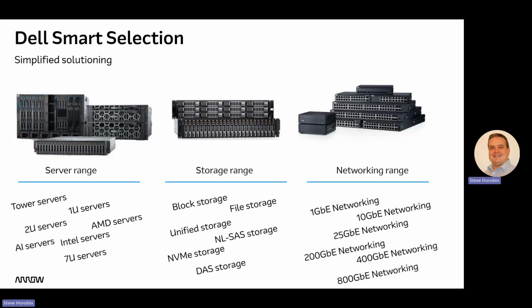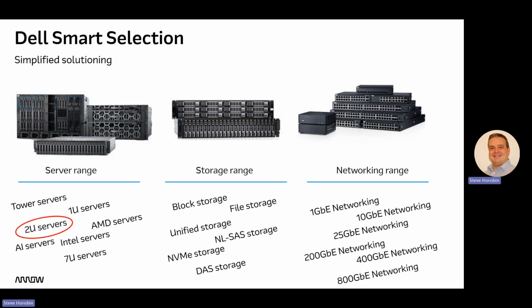So, what is Dell Smart Selection? Well, if you could imagine the number of products Dell have in their portfolio, it is vast. There's a number of different servers of various shapes and sizes and processors, a number of different types of storage solutions, block and file, and NVMe and nearline SAS, and lots of networking products as well, varying in speed from 1 gig for management networks right the way up to the latest 400 and 800 gig networks for the AI factories. So if you total all those together, there's probably millions of combinations of server, storage and networking you can build into a solution for your clients.